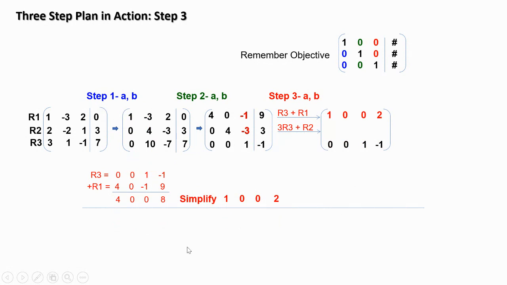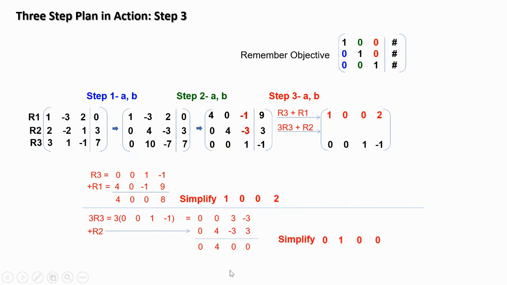Now for the second row, we multiply 3 times row 3 plus row 2. So 3 times 0 will give me 0, 0, 3, and -3. And then row 2 just comes down. This is row 2 here, 0, 4, -3, 3. We add them, gives me 0, 4, 0, 0. Remember we want a 1 in the slot there, so we divide everything by 4. And that's my new row 2.